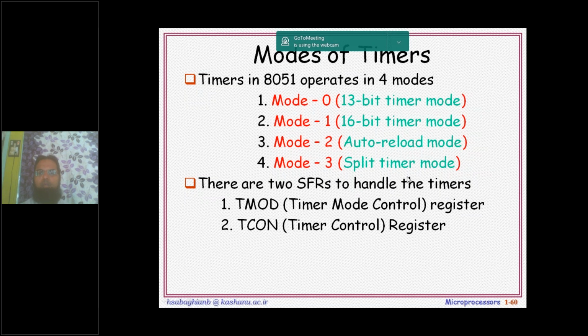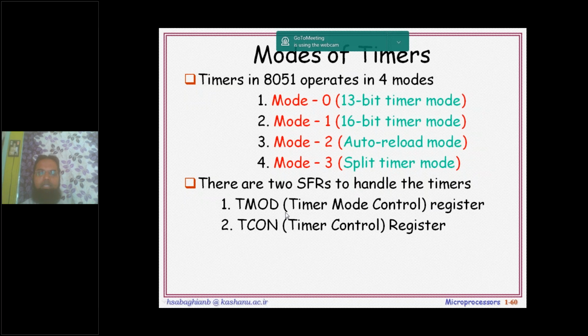Mode 3 is called split timer mode. Why? Because there is a significance of timer 0 only in this mode, and there is no significance of timer 1. And this timer 0 is used as two 8-bit timers separately, that is TH0 and TL0. These are used as two 8-bit timers.